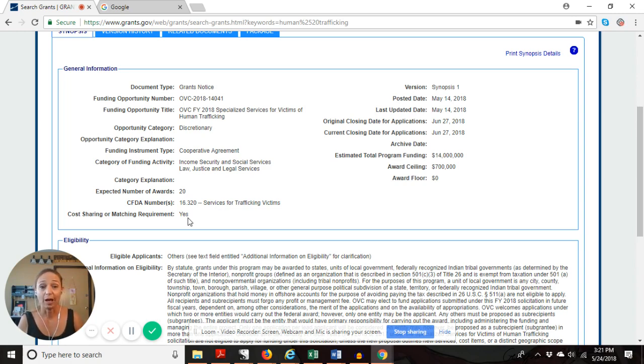It doesn't necessarily have to be cash that you have to come up with, but at the same time you do have to come up with commitment letters from everybody that you're getting the matching from to show that support. So you might ask for $500,000 instead of the $700,000 because it's going to be easier to come up with 25% of that amount than coming up with 25% of $700,000.